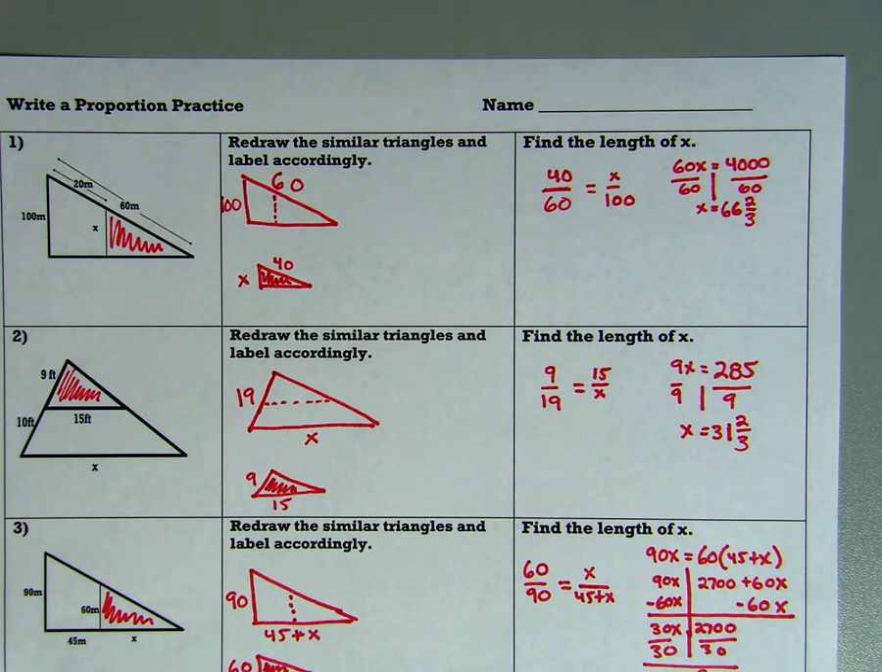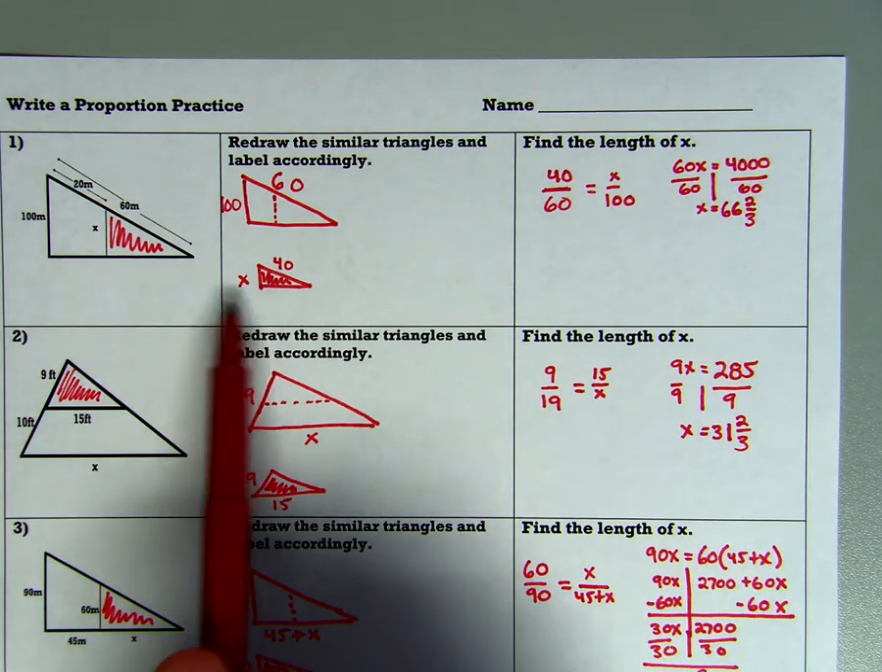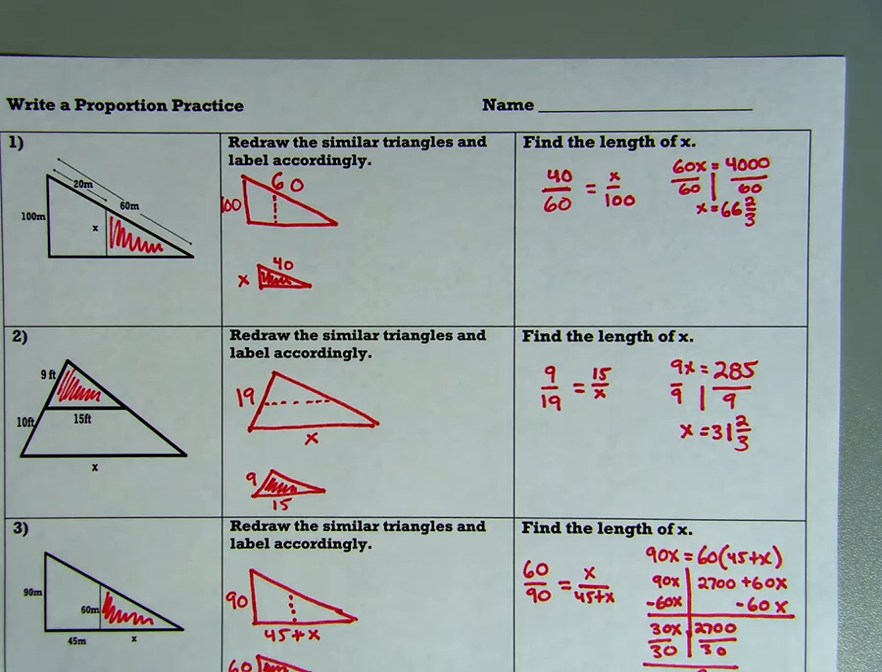So for number 1, I have 2 triangles. I went ahead and redrew them. I shaded in my smaller one to show which one was which. And you should get that 40 over 6 is equal to x over 100. And x is going to equal 66 2/3, or 66.66666, and it's just going to keep going up.